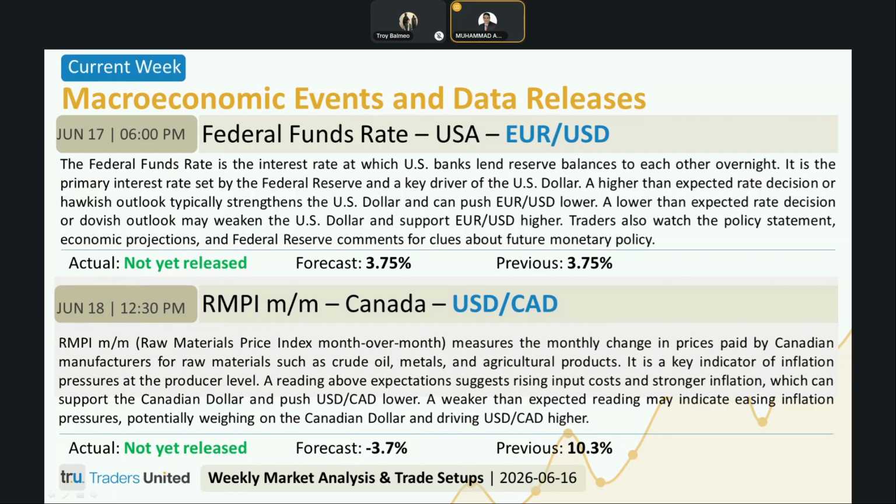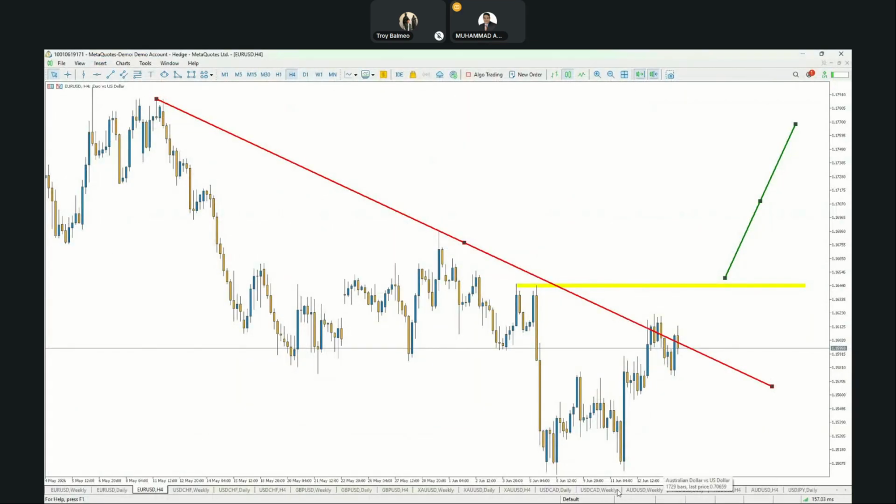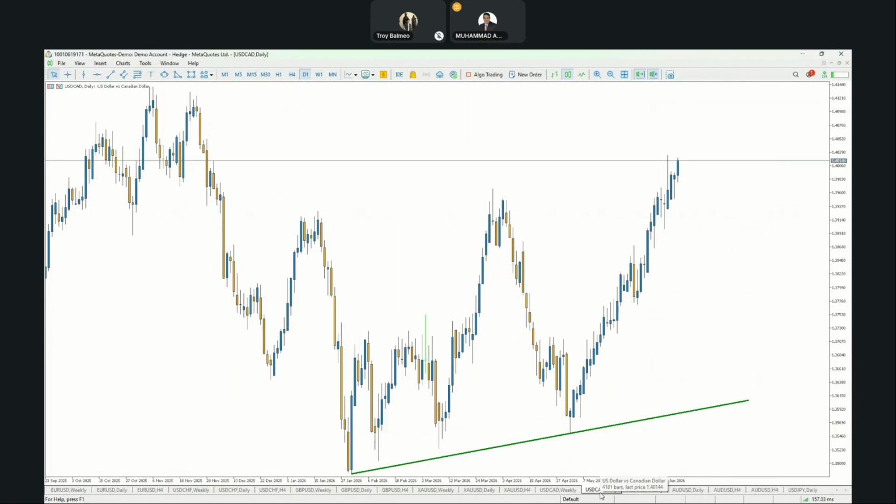Now, let me discuss market context and pre-release expectations. Forex markets are expecting a sharp decline in RMPI from 10.3% to minus 3.7%, indicating a significant cooling in raw material price pressures compared to the previous period. This expected slowdown suggests weaker commodity driven inflation and potentially softer input cost demand within Canada's industrial sector. Currency traders are closely watching this release as it may provide early confirmation of whether inflationary pressures in Canada are continuing to ease or stabilizing at higher levels.